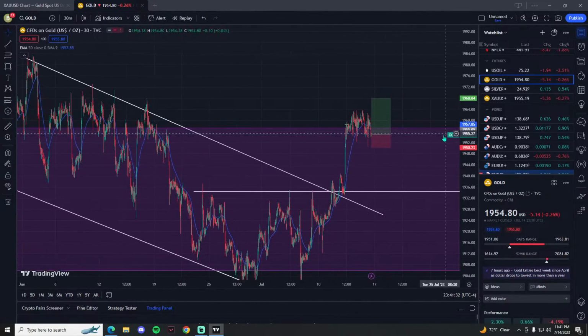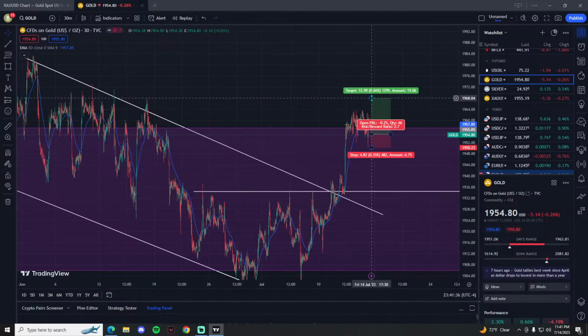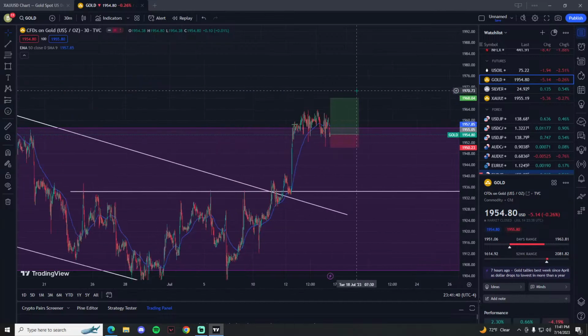I'm going to say this is going to go. It's at 55 right now. I'll put my take profit right there. That's good. Risk to reward ratio 2.7. That's pretty good. That's my first setup for gold.